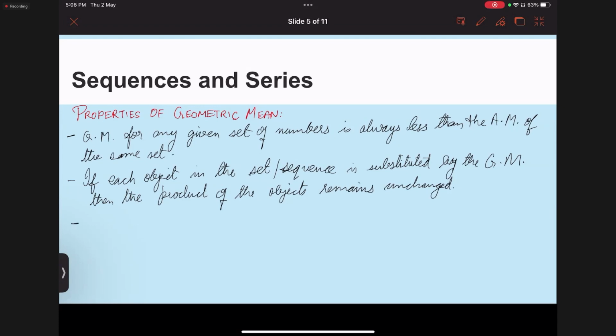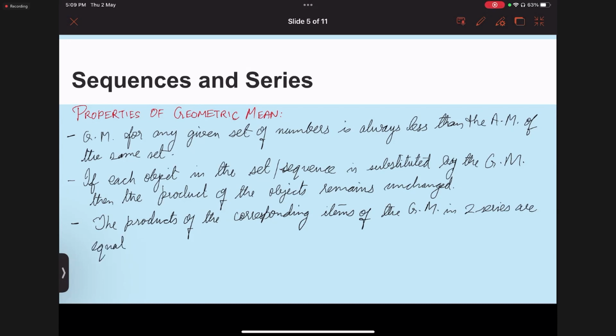Then the product of the corresponding items of the GM in two, say, geometric series, are equal to the product of their geometric mean. So these are some things that you can remember.